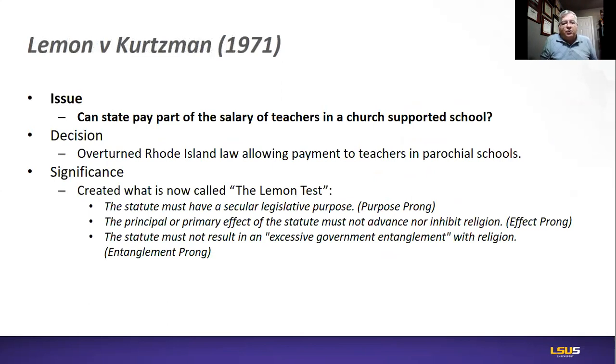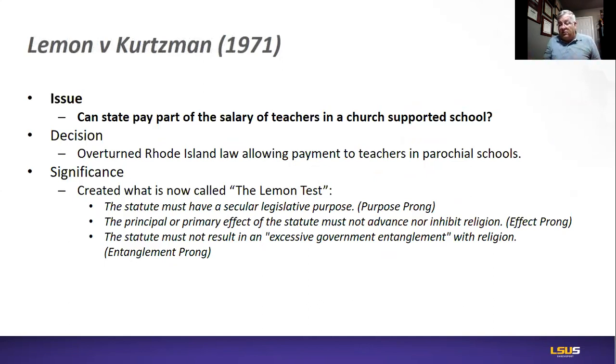And in the Lemon Test, it's a three-part determination on whether a law is permitted through the Establishment Clause of the Constitution. And these are the three prongs, if you will. The statute or the law must have a secular legislative purpose. The second thing is that the primary effect of the statute must not be to advance nor inhibit religion. And then the third part is the entanglement prong. It says the statute must not result in an excessive government entanglement with religion.